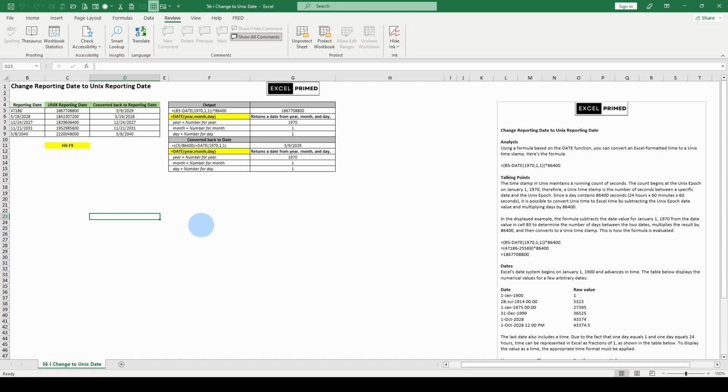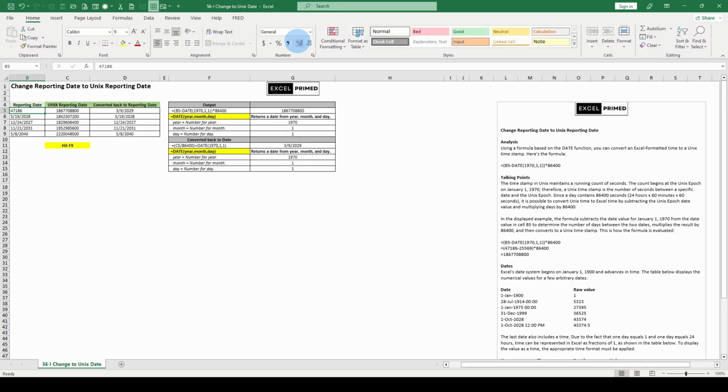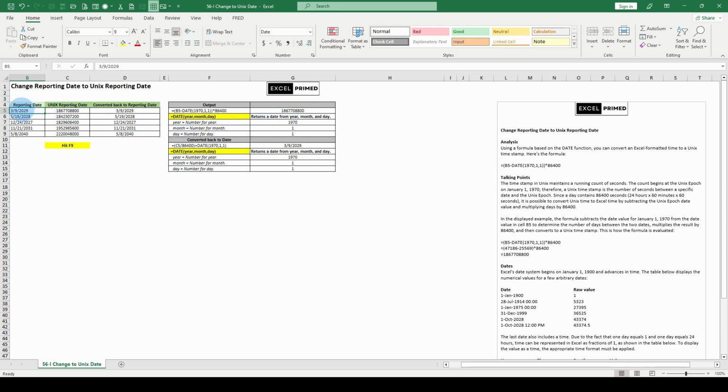It's straightforward. Unix, 1970, the epoch date. The notion behind Unix is seconds. And we're converting, I don't know, this date here, which is configured wrong. It should be a short date. We're just going to convert this date over into Unix time.